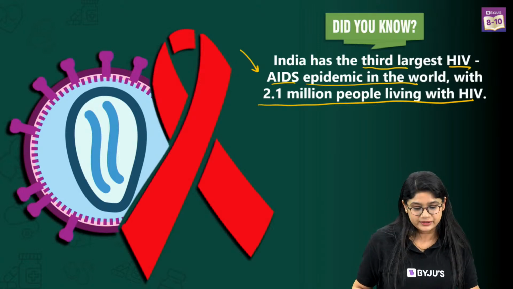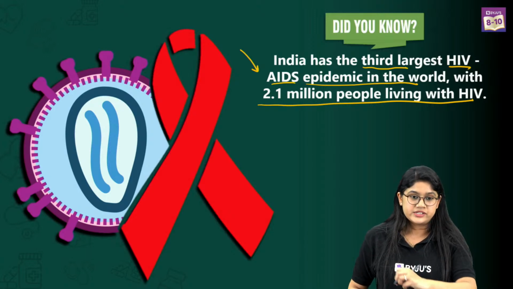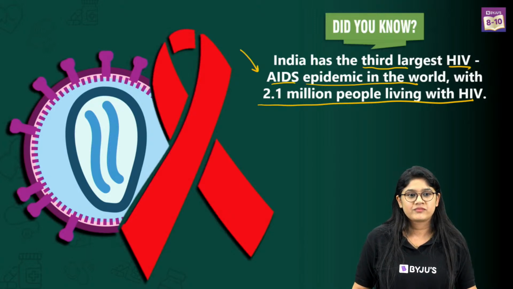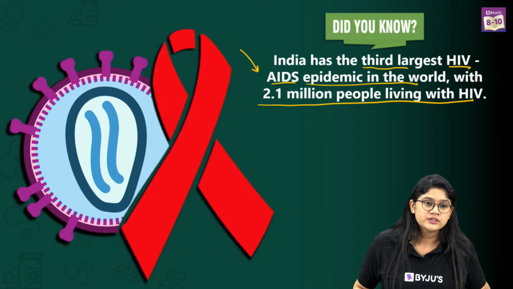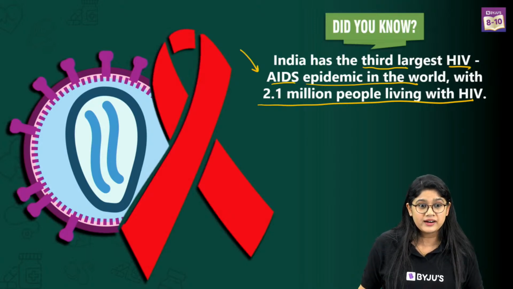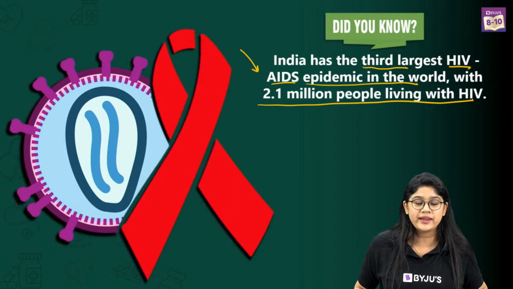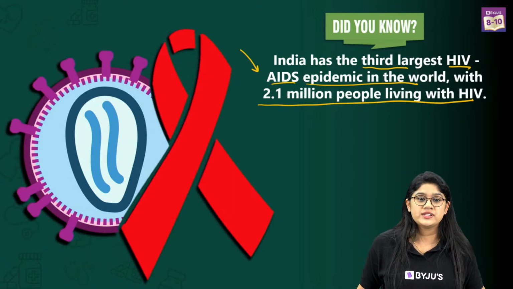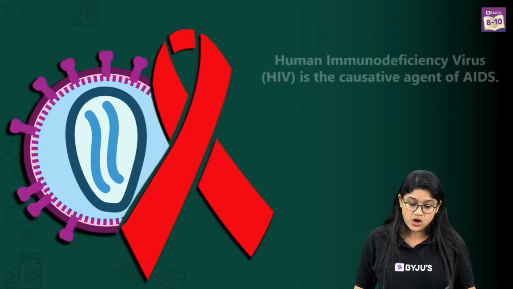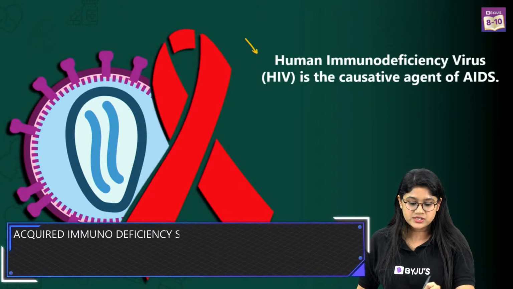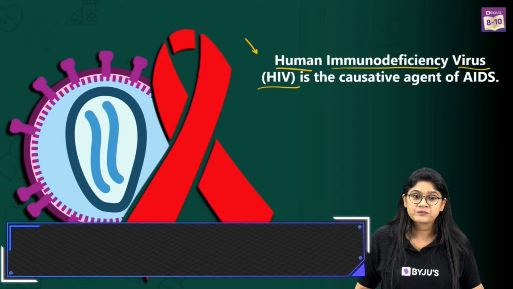Yes, absolutely correct. So can you tell me what is the full form of AIDS? I can see some answers. Yes, Ashish. Then we have Manimala. Adria, very good. Acquired immunodeficiency syndrome. Very good. Right? Now it is caused by a virus, and the virus is human immunodeficiency virus, which is the HIV.